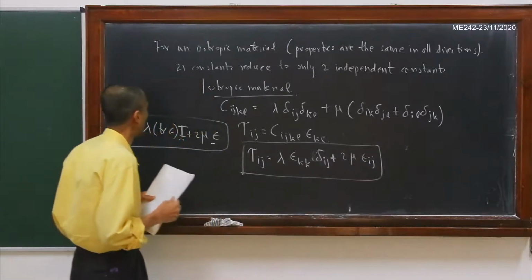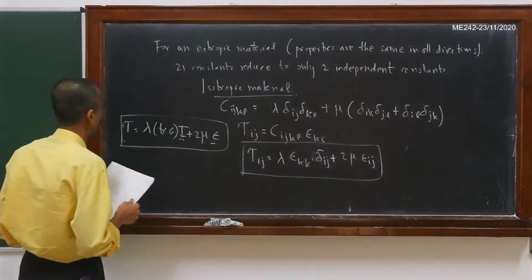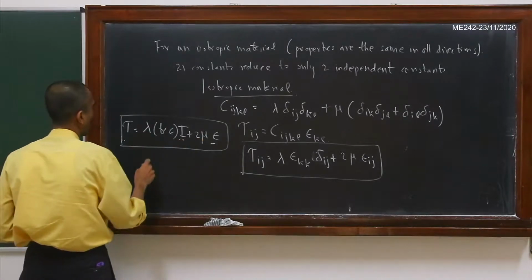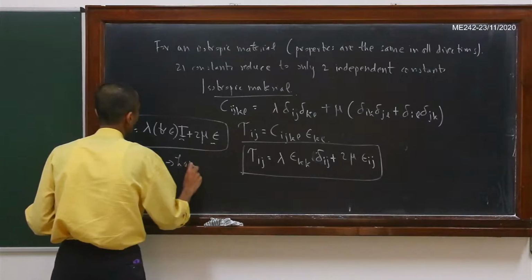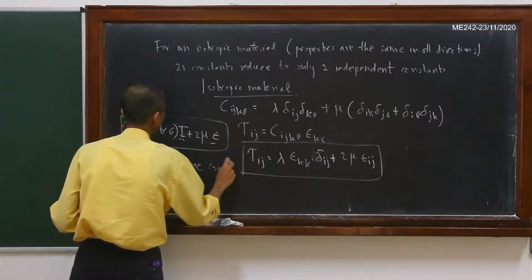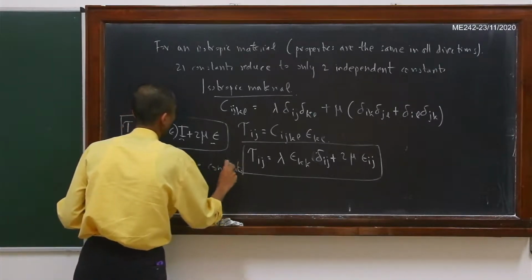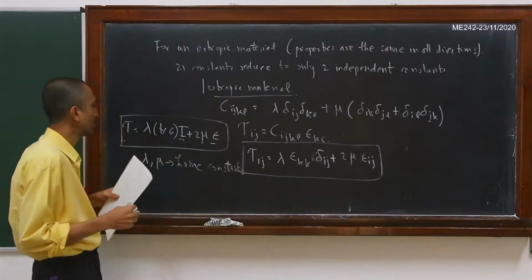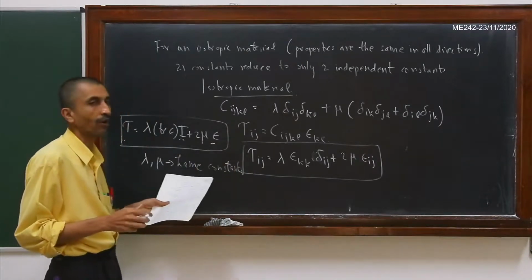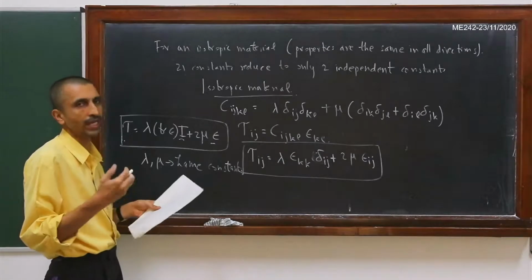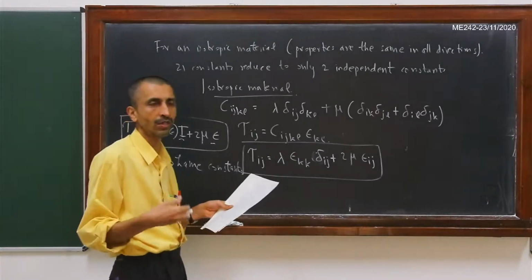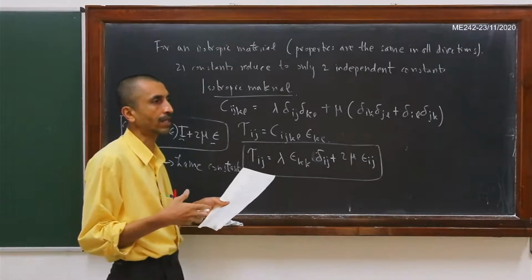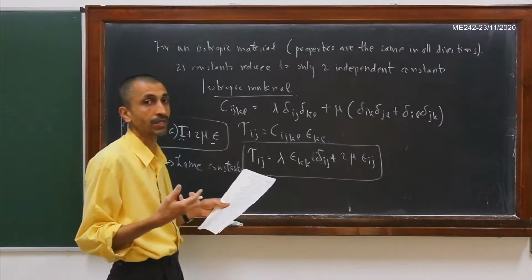This lambda and mu are what are known as Lame parameters, or Lame constants. These Lame constants will obviously be linked to the E and the nu. Whatever you have learned in your strength of materials courses, where the constitutive relation is expressed in terms of E and nu.